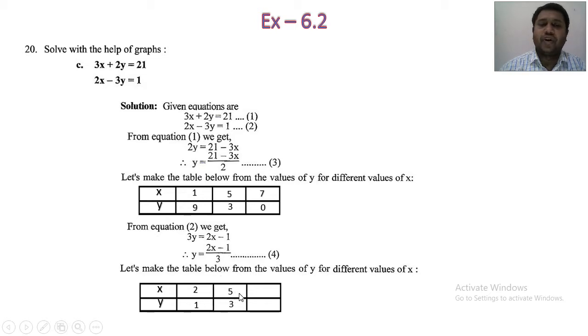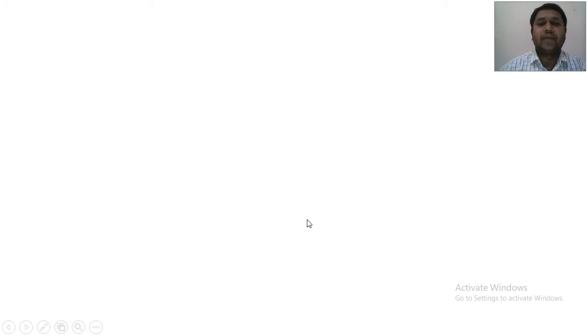Similarly, if I put x equal to 5, 2 into 5 equal to 10, 10 minus 1 equal to 9, 9 by 3 equal to 3. Similarly, if I put the next value of x, I will get the value of y will be 5. So these are the two tables. Now we have to draw the graph by using these two tables.